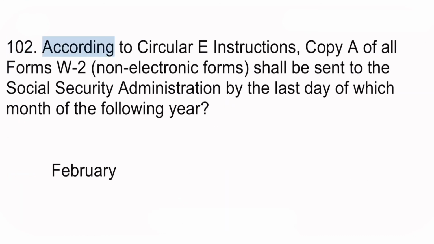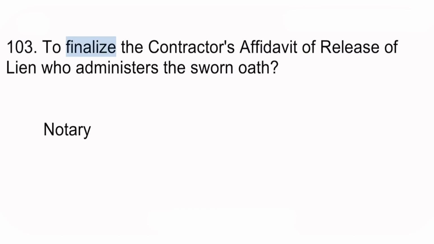102. According to Circular E instructions, copy A of all Forms W-2, non-electronic forms, shall be sent to the Social Security Administration by the last day of which month of the following year? February. 103. To finalize the contractor's affidavit of release of lien, who administers the sworn oath? Notary.